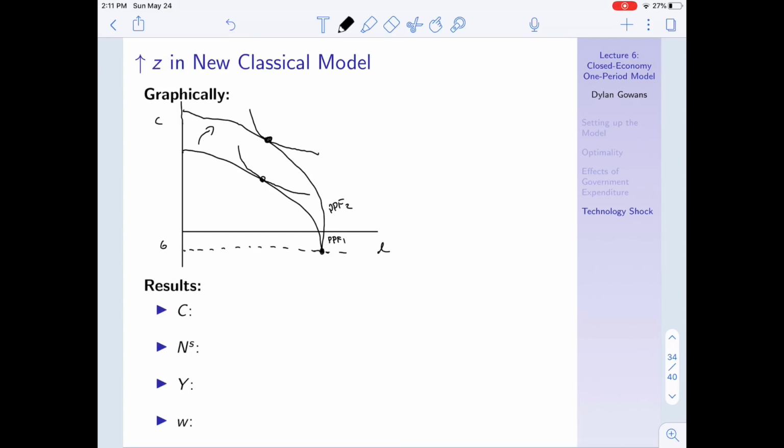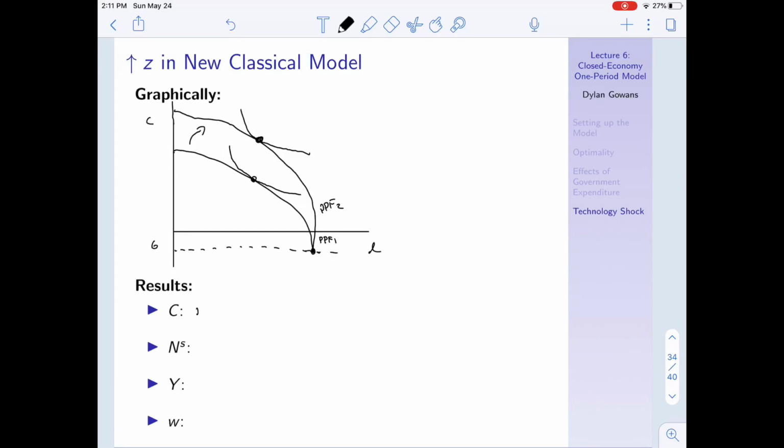Well, consumption obviously goes up. Why? Notice that this rotation upwards is equivalent to an increase in the wage in the consumer's problem. And so as a result, there's both an income and a substitution effect. Now for consumption, these are going in the same direction. The income effect means I have more income and therefore I consume more. And the substitution effect is that now consumption is cheaper and so I consume more. So both effects are going the same way.